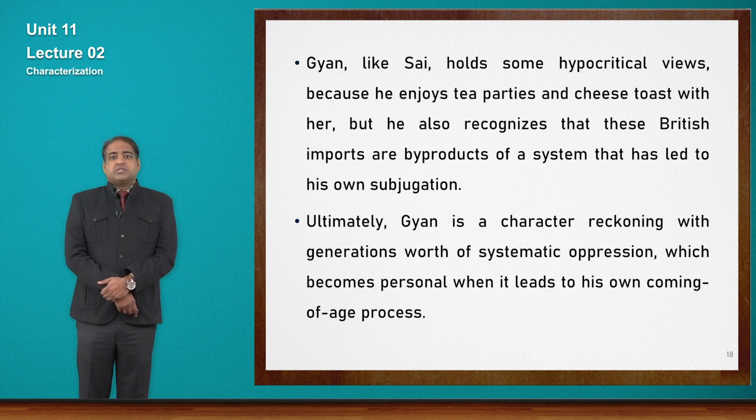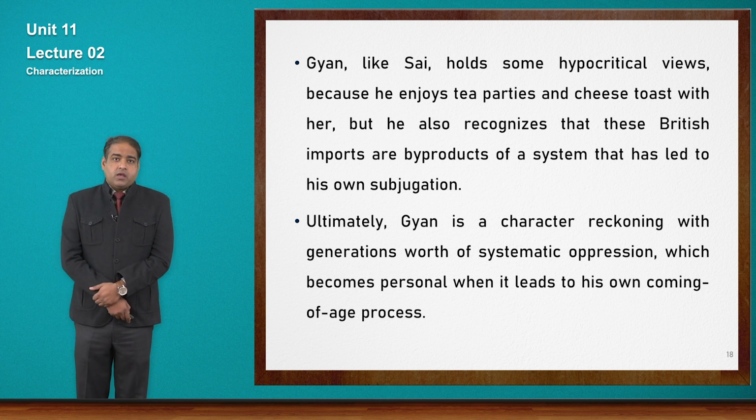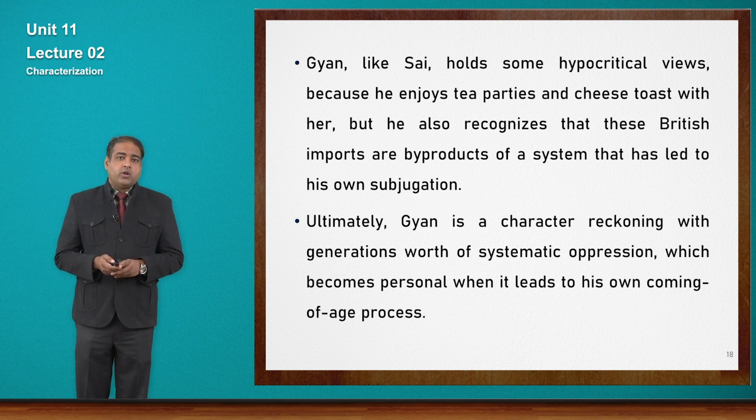Gyan, like Sai, holds some hypocritical views because he enjoys tea parties and cheese toast with her, but he also recognizes that these British imports are byproducts of a system that has led to his own subjugation. So friends, when Sai used to meet Gyan at her house, Gyan used to behave like Europeans. He used to have tea parties and cheese toast with her. But in the core of his heart, there is the guilt consciousness that he is behaving like an elite and he is not behaving like an Indian, like a local Nepali.